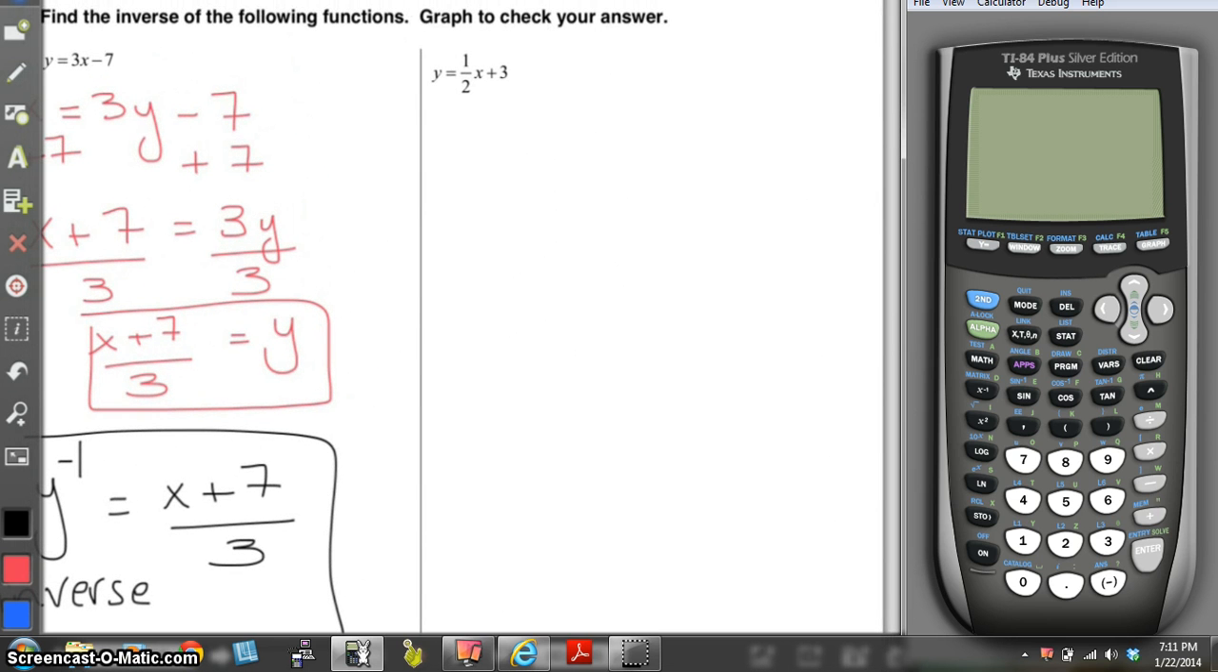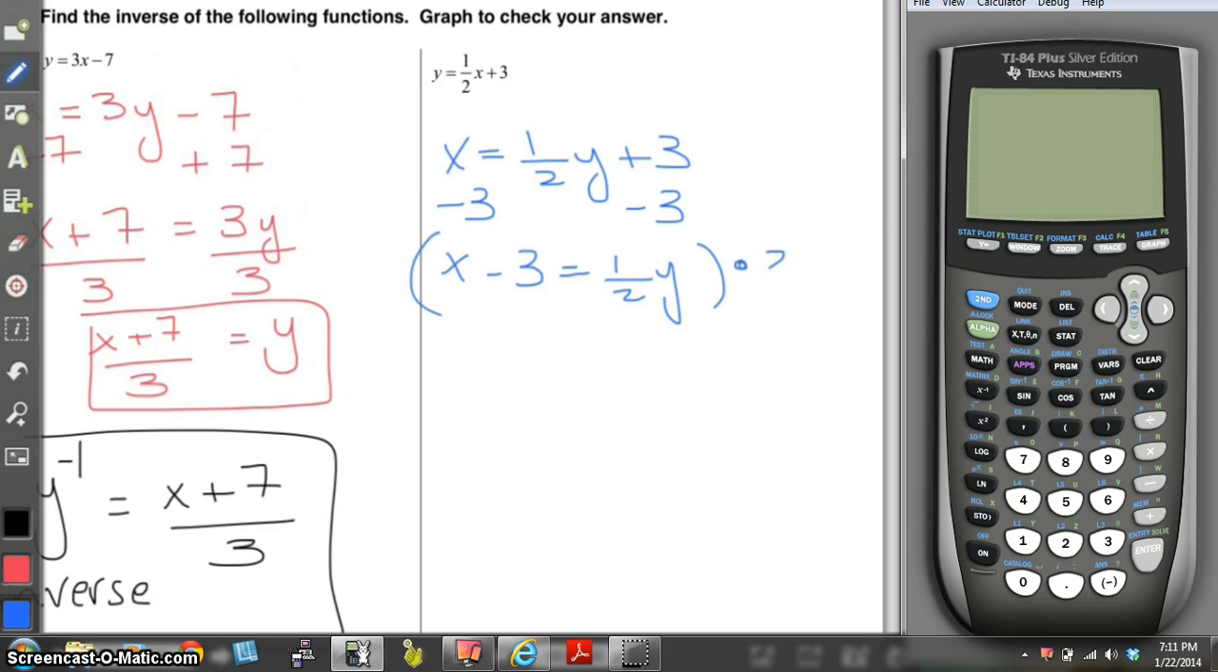How would you find the inverse of this? Now it would be a good time for you to pause and try to do this on your own. Now you start by switching the x and the y, and then you solve for y by isolating it. Now if you have a half y, it means you have to multiply the whole thing by 2. So 2 times x would give you 2x, and then 2 times -3 would give you -6. Now this will cancel out y.